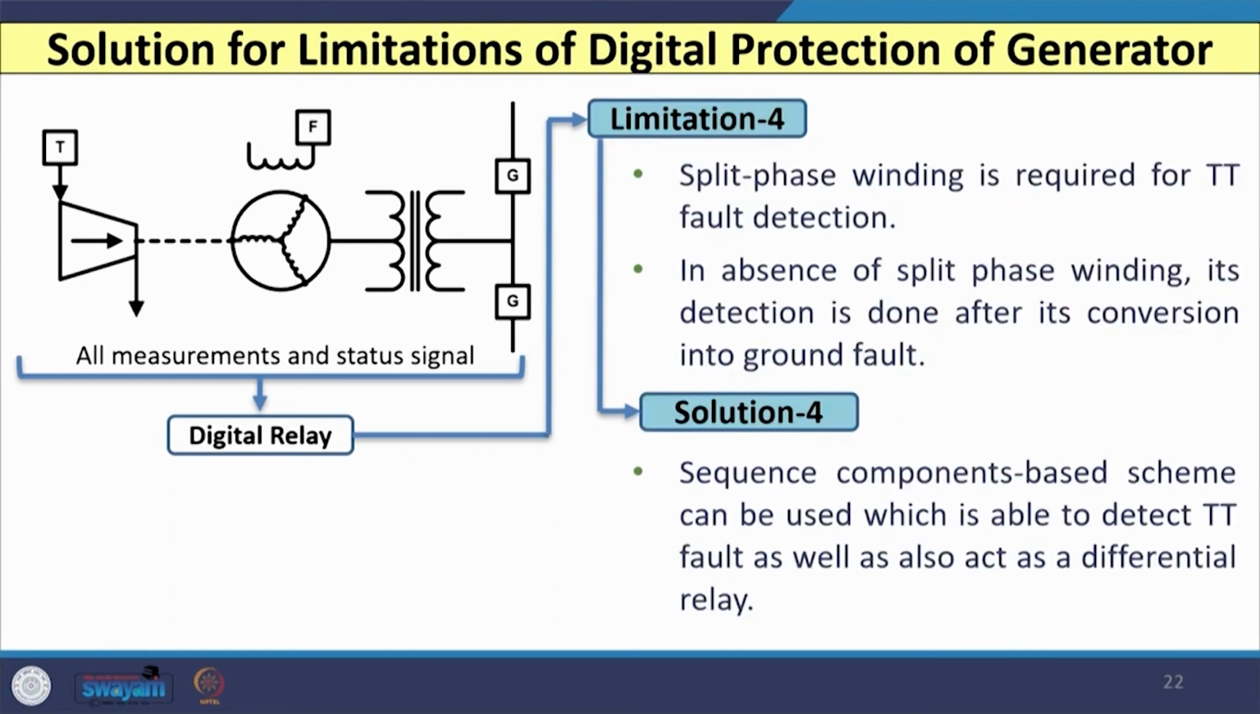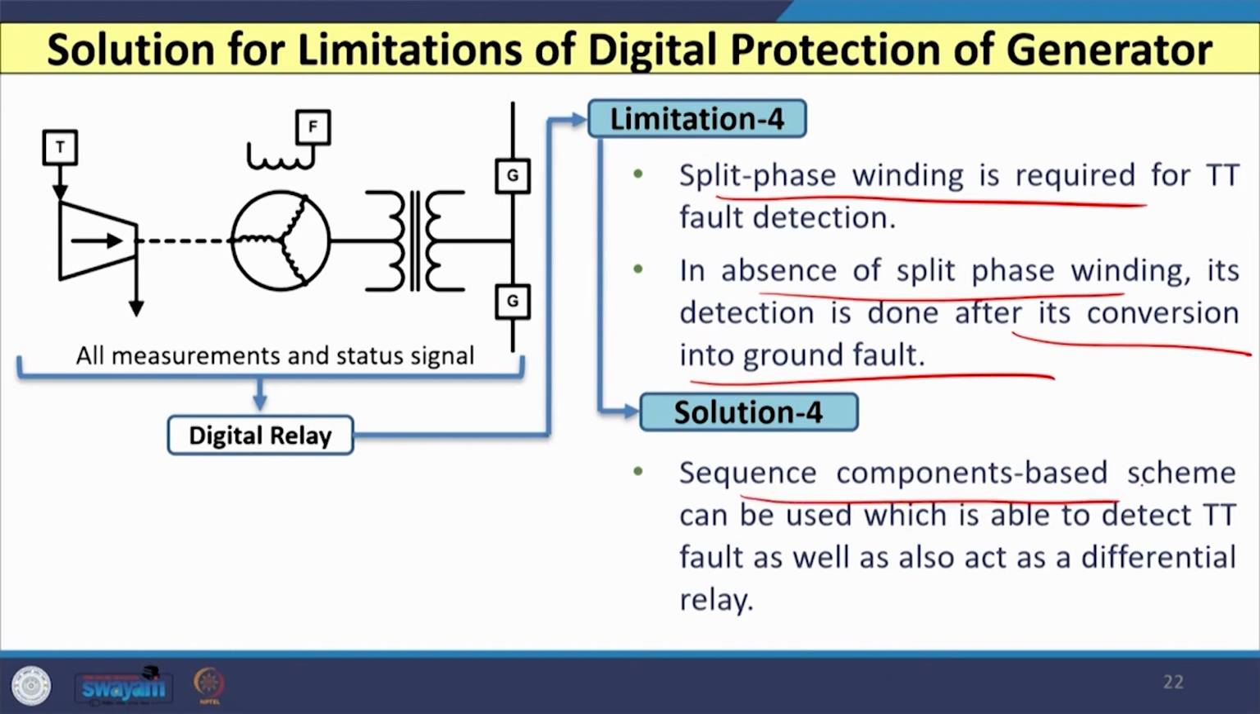The fourth very important limitation is that split spread winding is required to detect turn to turn fault in any phase winding of the generator. In the absence of split spread winding, detection is done after its conversion into a ground fault. So the digital relay waits for the turn to turn fault to convert into a ground fault, and then the unit meant for ground fault operates. The solution is to use a sequence components based scheme, which is capable of detecting both stator faults as well as turn to turn faults, and which will act as a single unit.